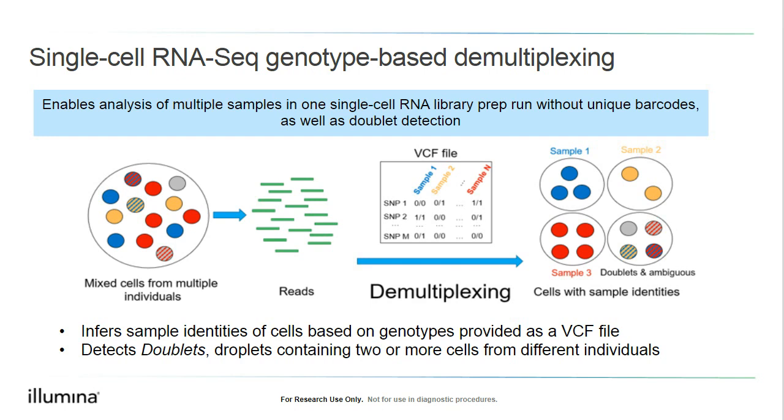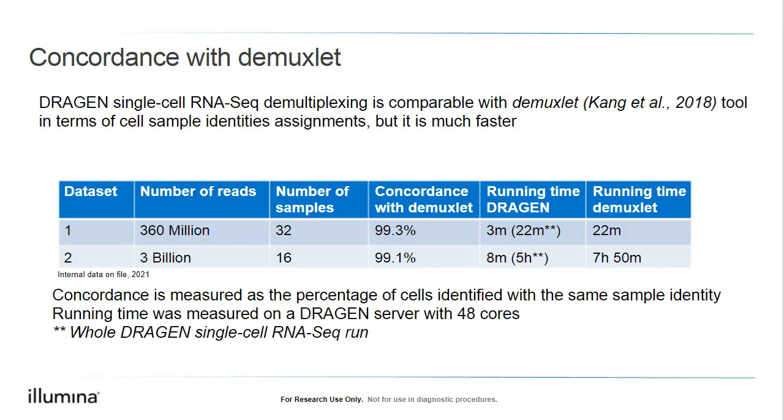In the past, users have used a tool called Microsatellite to have this feature. We have also done concordance against this Microsatellite tool, and here is some benchmarking that we have done internally. We have taken two data sets. The first data set had about 360 million reads. In that experiment, there were 32 samples that were multiplexed.